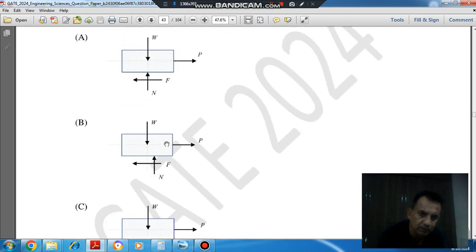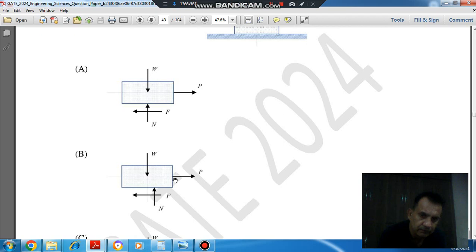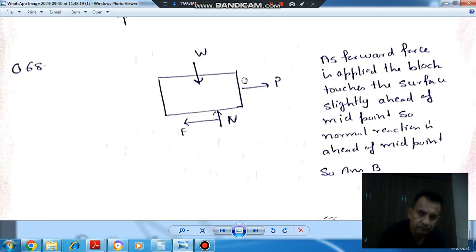So the answer is option B, because when the force is applied, this block tends to move forward and it will touch the surface below it slightly ahead of the midpoint, not at the midpoint. So where it touches the surface, there will be the normal reaction. W will be at the midpoint, the normal reaction will be on this side, and P will be your applied force. So these quantities will remain. So this is the final diagram. So the answer is option B.